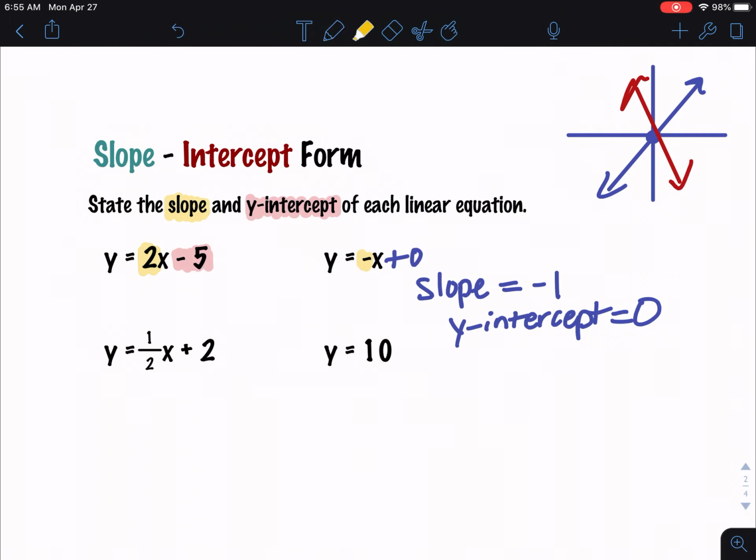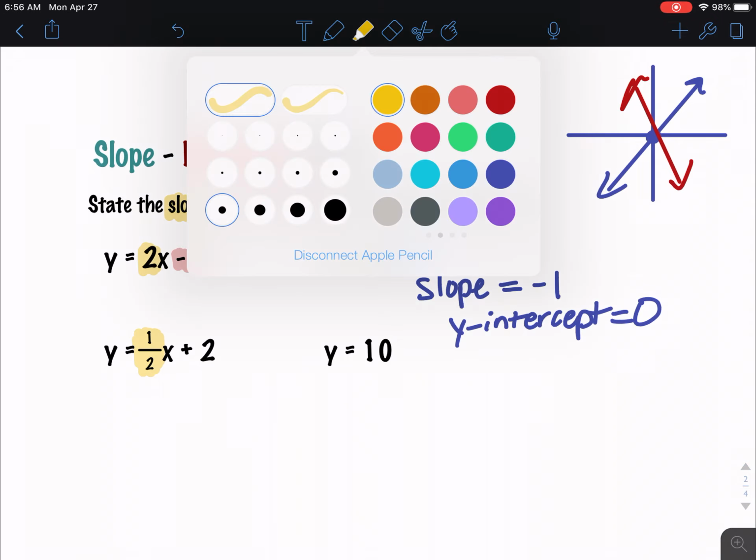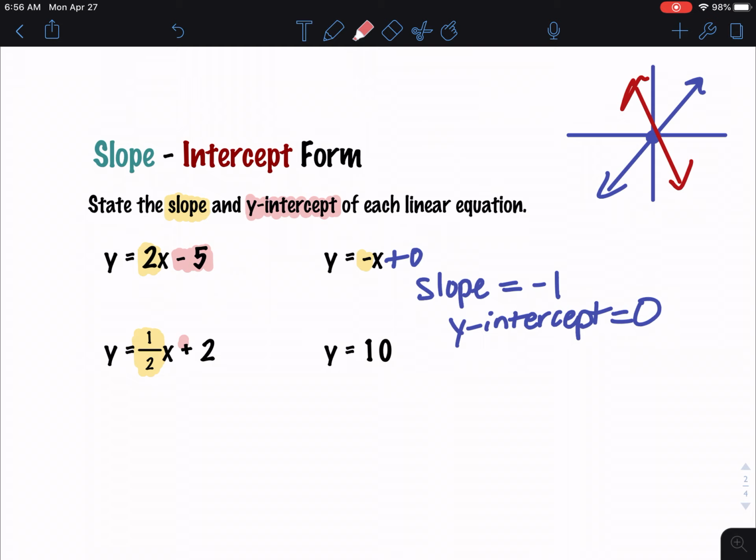In our next equation, our slope would be 1/2. So sometimes that slope may be a fraction. It may not always be a whole number. That is the m value of the equation. And the y-intercept here is a positive 2. So it's crossing that y-axis at positive 2.